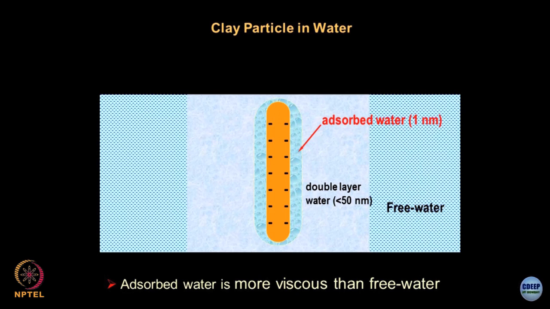This is the clay particle, this is the adsorbed water layer, approximately 1 nanometer in size. This is surrounded by a double layer of water, and the double layer is the one which has a lot of cations present in the system, and the whole unit is surrounded by free water.